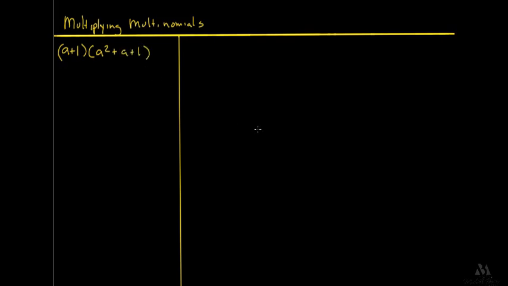So how do we go about doing that? The FOIL method isn't really going to work for us when we have 3 terms. So let me rewrite this: a plus 1 times a squared plus a plus 1. We're going to vary our approach a little bit. We are going to take the a term, this first one, and multiply it times all the other terms first, and then we'll do the 1 term and multiply it. So let's give that a shot.